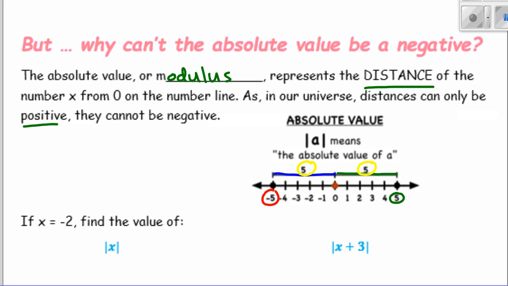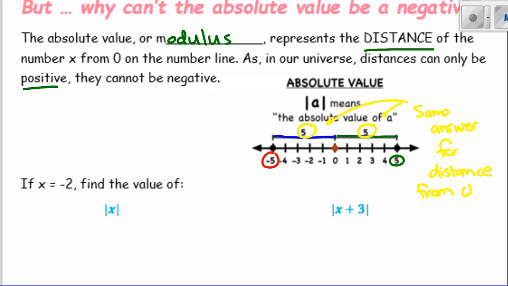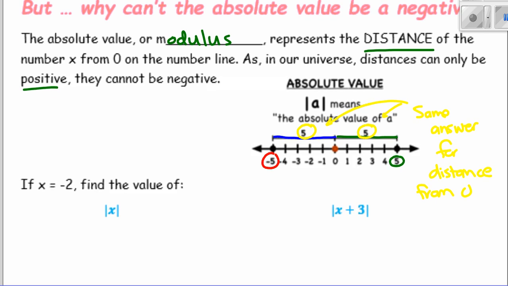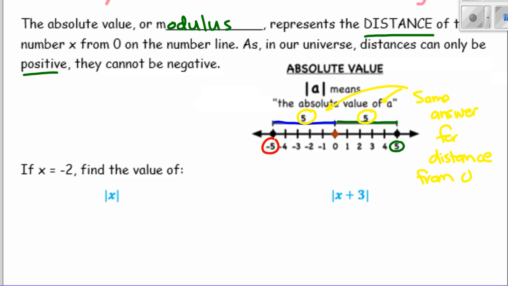So same answer for distance from 0. So the absolute value, the distance of negative 5 from 0 is 5, that's the blue link there, and the distance of positive 5 from 0 is 5, that's the green link there. So that's why mathematically the absolute value is referring to what is its distance on the number line from the number 0. That's what it's asking mathematically. So that's why technically we can't have a distance of negative value, hence why technically the absolute value is a positive.